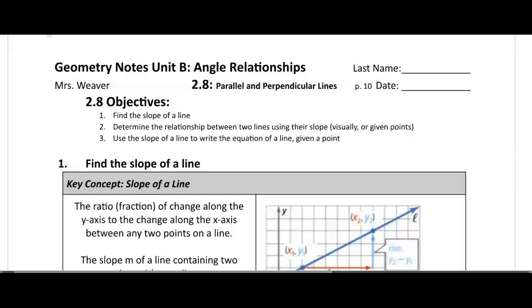Welcome to Geometry 2.8, Parallel and Perpendicular Lines. We're going to review finding the slope of a line, and then we're going to apply the lesson that we learned from our lab about the relationships between two lines, parallel versus perpendicular. And then finally, we will use that information and a lesson from algebra to find the slope of a line given information and write an equation of a line.